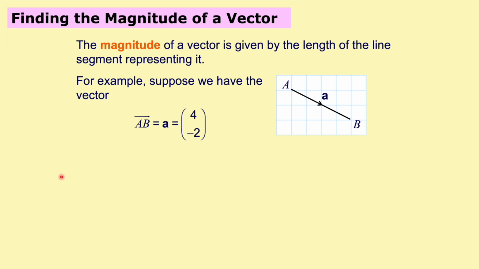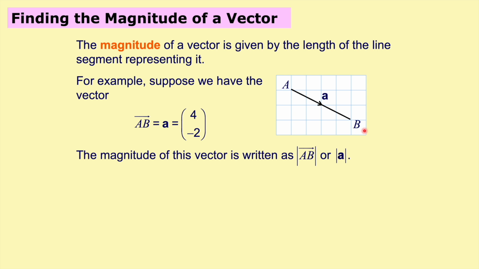So for example, suppose we have the vector AB, and remember we can write that as the lowercase letter a, bold if it's been typed, underlined if it's been handwritten. So we've got (4, -2), that's our column vector, and then we've got the directed line segment drawn here. So 4 along and then 2 down to give us vector AB. The magnitude of this vector is written with these 2 straight lines, and we can write it as our vector AB with the arrow above it, but you need these 2 straight lines either side, or your lowercase letter with these 2 straight lines. So if you see these 2 straight lines, that represents the magnitude of a vector.